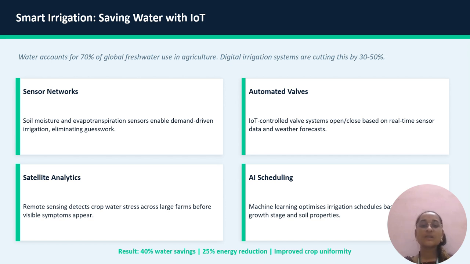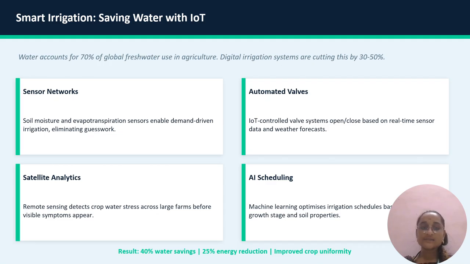Next, the simple conclusion of this slide: smart irrigation uses IoT, AI, and satellite data to save water. Sensors monitor soil conditions, automated valves control water flow, and AI schedules irrigation efficiently. As a result, water and energy are saved and crop quality is improved.